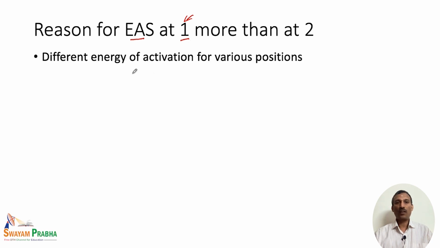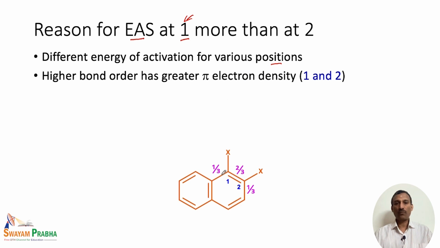We have earlier seen the difference in energy of activation at various positions. When we look at the naphthalene structure, we have seen this particular structure earlier also. There is a higher bond order between position 1 and 2. Here, 2/3 of the time the bond has double bond character across all the resonance structures, and the bond between 2 and 3 has double bond character 1/3 of the time. So, in other words, the pi electron density between position 1 and 2 is higher compared to the pi electron density between position 2 and 3.